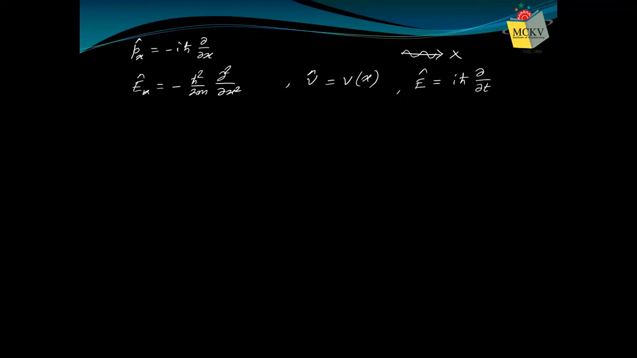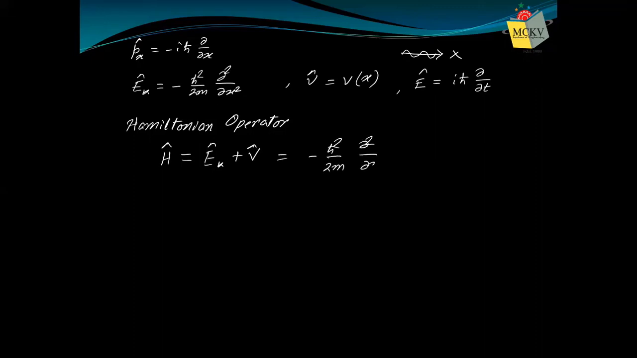Now, the sum of the kinetic energy operator and potential energy operator is called the Hamiltonian operator. It is denoted by H. So H cap is nothing but T cap plus V cap. That means it is simply minus h cut square by 2m del 2 by del x2 plus V of x. That is our Hamiltonian operator in one dimension.